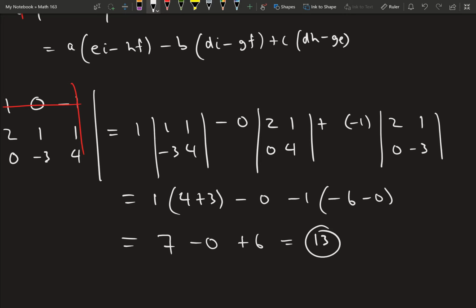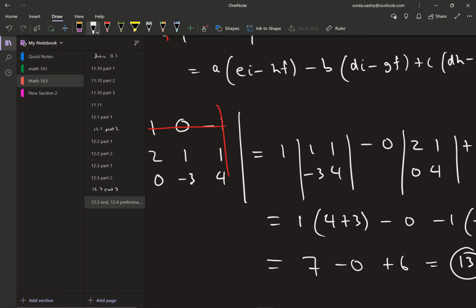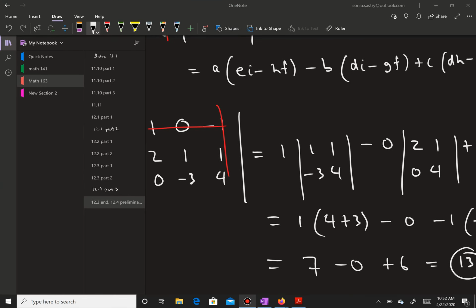Okay, so I just wanted to show how to compute determinants in this video. We're going to be using that when we start 12.4. We will stop here for now and continue next.